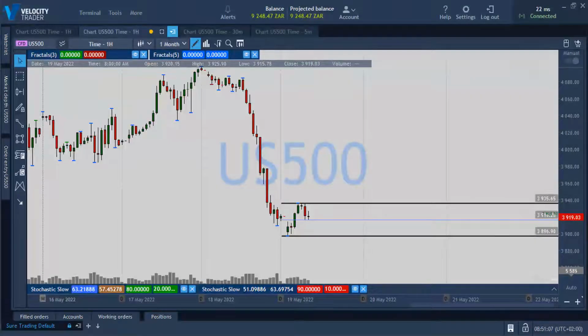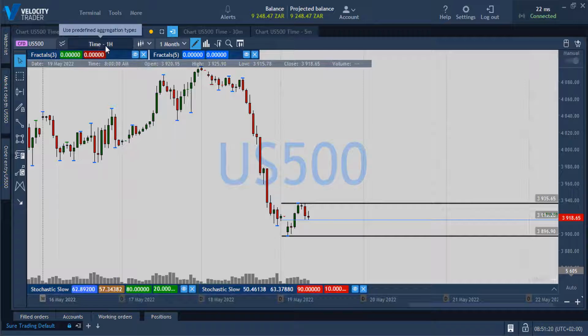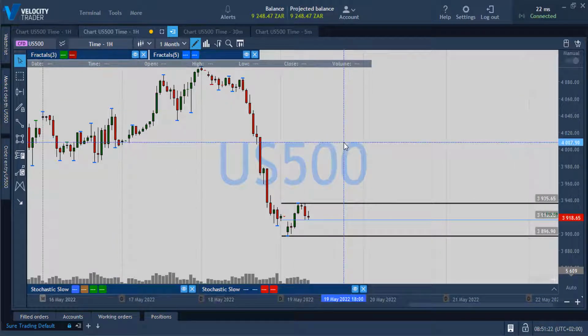Good morning, traders. It's just before 10 to 9 on the 19th of May 2022. As always, we are on the Velocity Trader platform using the 1 hour chart for the strategy.